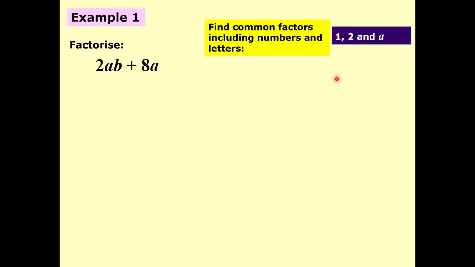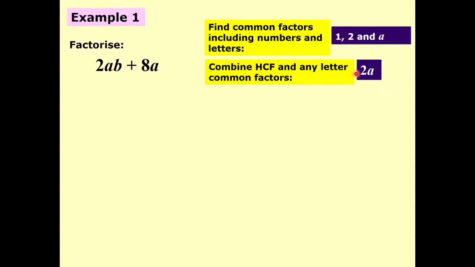And to find what term we're going to bring outside of the bracket, what we're going to do is combine the highest common factor, which is the highest common factor number, which is 2 in this case, and any other letter common factors. So we're going to take our common factor of 2 and a and combine them to get 2a. And that is going to be our term that we are bringing outside of our bracket. So if we take 2a on the outside, that means we need to figure out what do we need to multiply by 2a to get 2ab. Well, the only thing that's missing is our b. So 2a times b gives us 2ab.